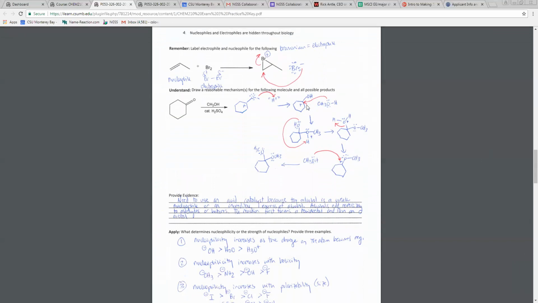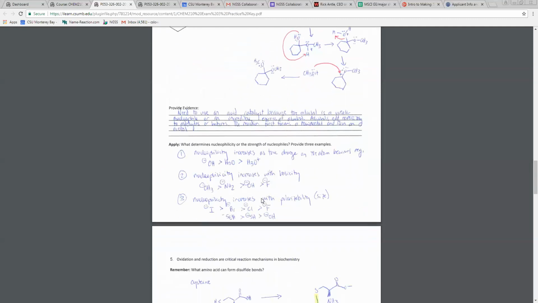To draw a reasonable mechanism for the following reaction in all possible products, if I have a ketone and I have acid and an alcohol, I'm likely going to form a hemiacetal or an acetal. In order to do that, I need to draw the resonance structure, then have alcohol attack. I'm going to transfer my proton over to create water, an excellent leaving group. And then my alcohol can attack, or my water can leave. Both of those are equally favorable, and that's going to generate my acetal.